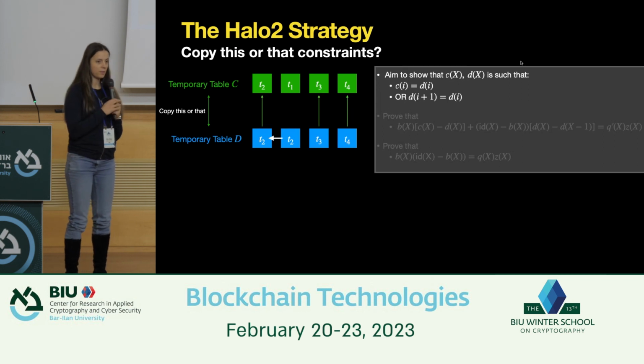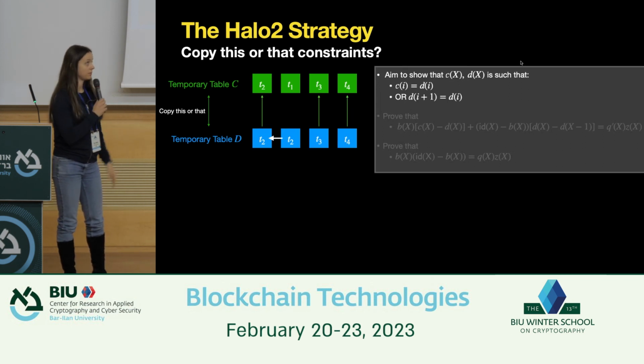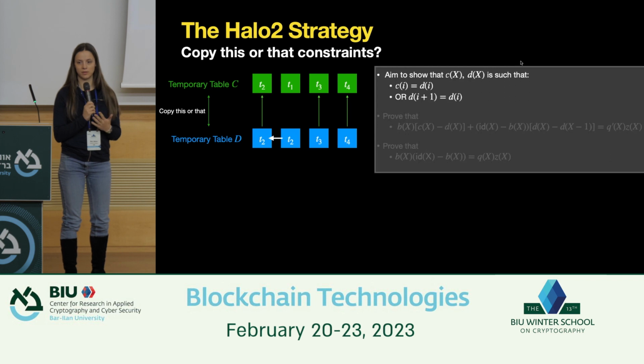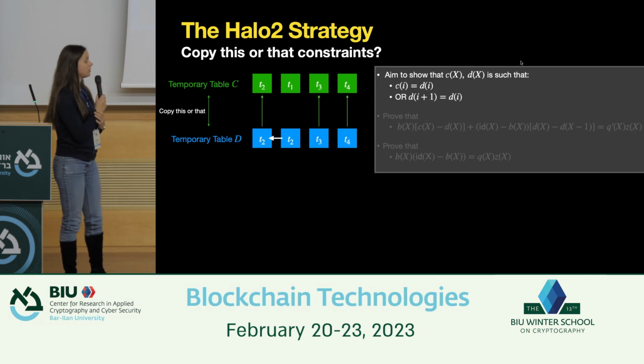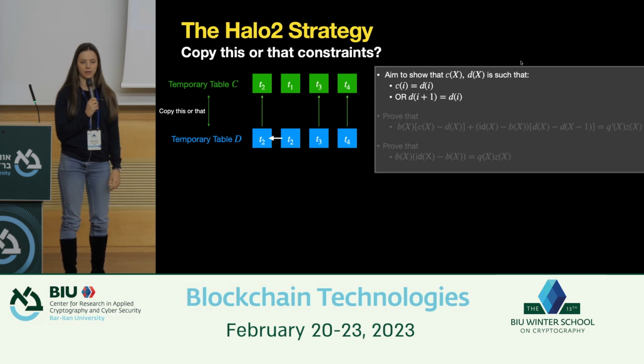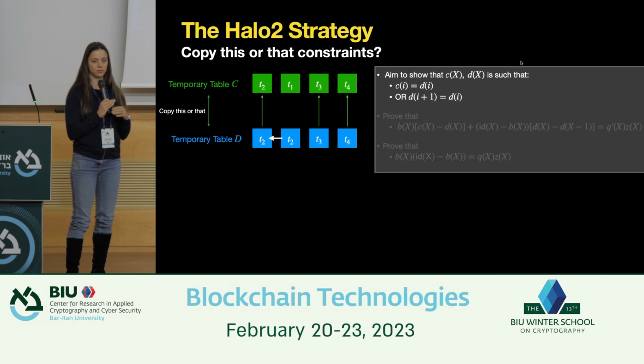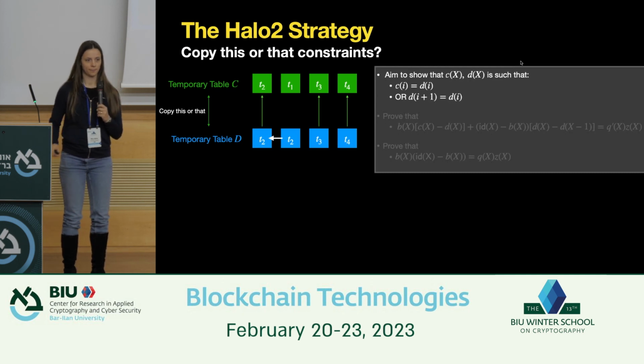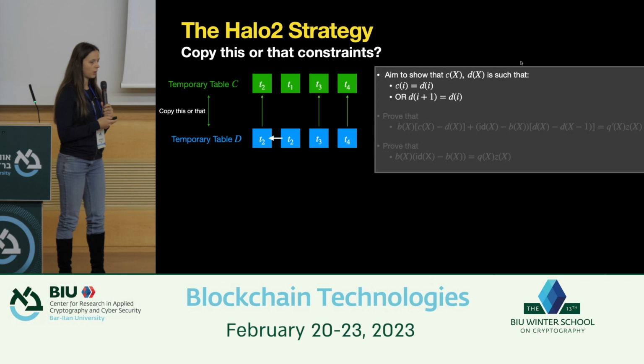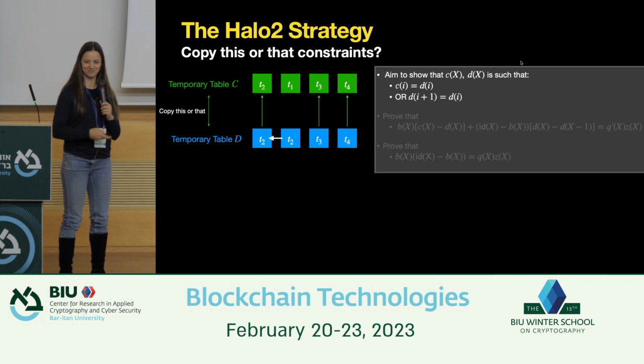Okay, so in our copy this or that argument, our aim is to show that at all points i, either C of i is equal to D of i, or D of i plus 1 is equal to D of i. One of those two constraints must hold. And the way we're going to do this is just, honestly, brute force. It's not going to be pretty.